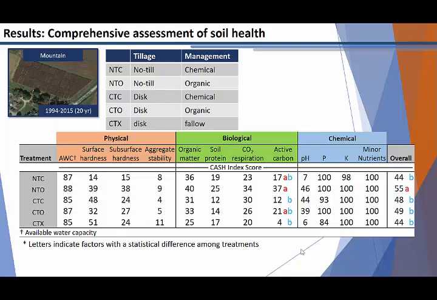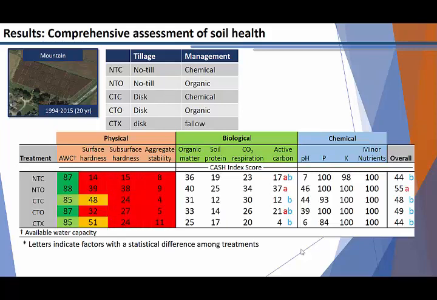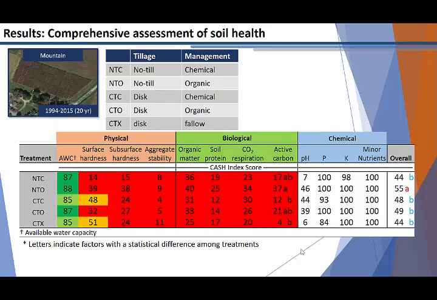But again, when we look at our actual ratings or interpretations from Cornell, our physical indicators were low or very low, our biological indicators were low or very low, and our chemical indicators were high, except for pH. And it's important to notice here that for our treatment where we did not add fertilizers, we still had enough nutrients cycling in that system to have sufficient phosphorus and potassium after 20 years of just tilling that soil and not adding fertilizer.